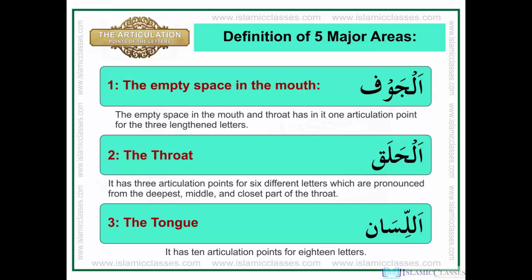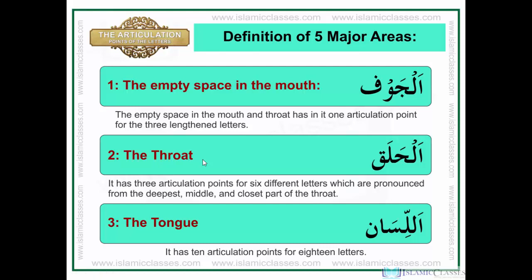The definition of the 5 major areas. The first one, Al-Jawf, the empty space in the mouth and the throat, has in it one articulation point for the 3 lengthened letters. There are 3 letters we can pronounce from this one articulation point, which is located in the Al-Jawf place. The second one is Al-Halaq, the throat. It has 3 articulation points for 6 different letters, which are pronounced from the deepest, middle, and closest part of the throat.